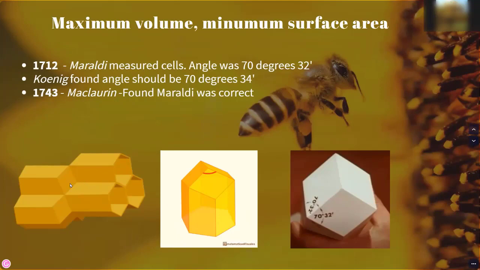Mathematicians tried to find the 3 rhombi. The angle is really important. It may be a bit higher or lower. Why the rhombi in that form? The first mathematician, Maraldi, measured the cells, and he found 70 degrees, 32 minutes for one of the angles of a rhombus. The second angle will be around 110, because their sum should be 180 together. So this angle, look at the right bottom corner, is 70 degrees, 32 minutes.